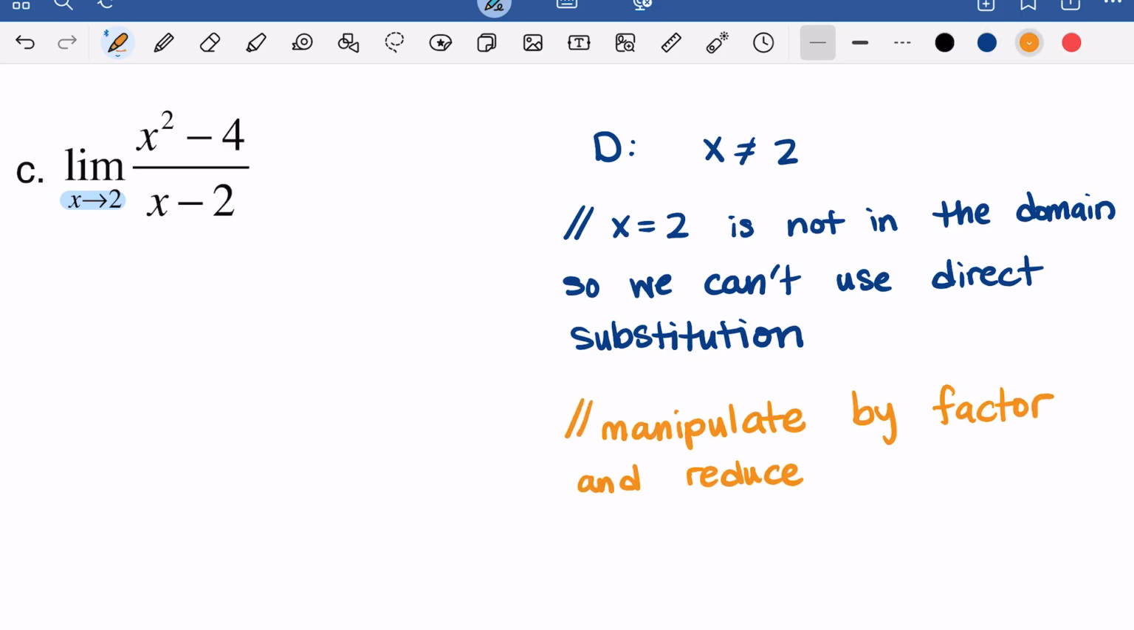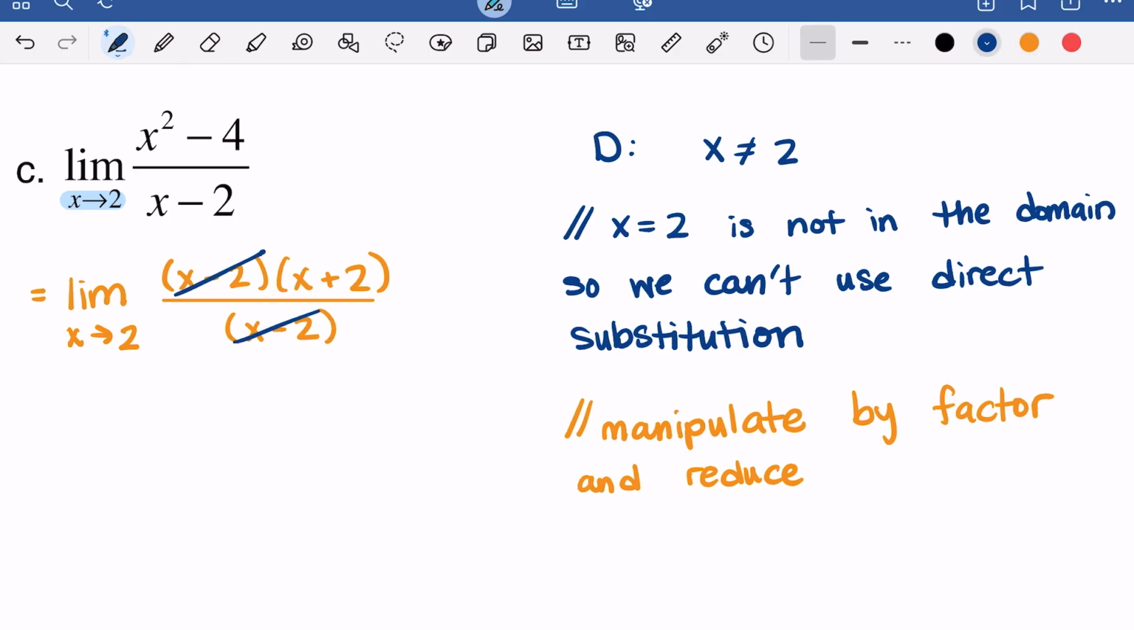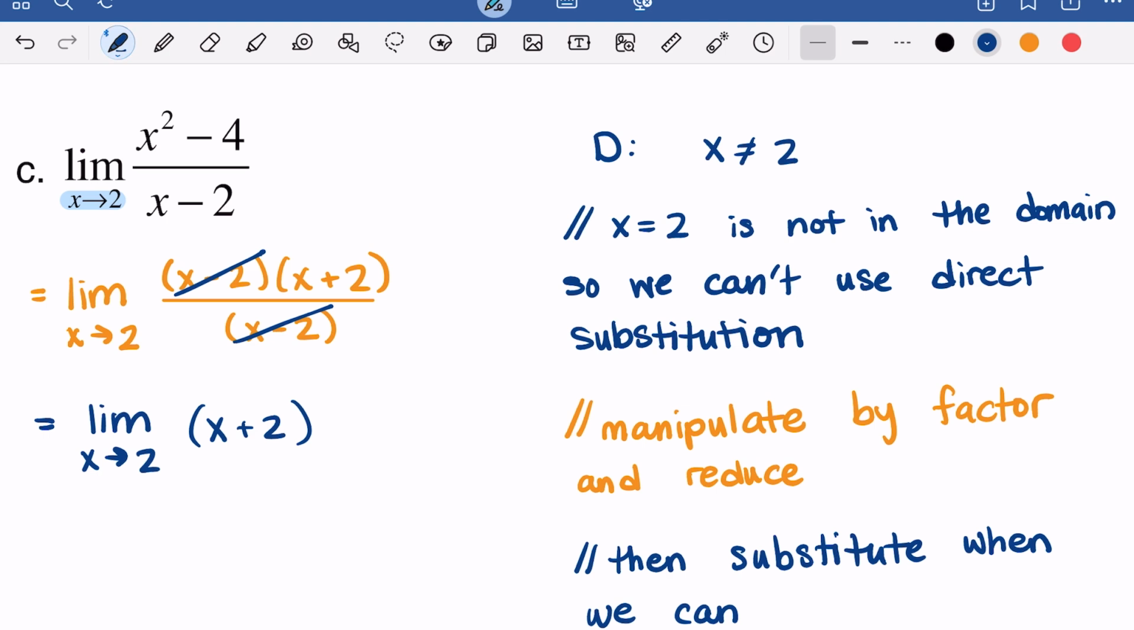So what we're going to do to evaluate this limit is we're going to manipulate it and factor and reduce the rational to see if we can get something that we can substitute. So factoring the top, I get x minus 2 and x plus 2, and the denominator is x minus 2. Now, if I look at that, the x minus 2's reduce. Now I have something that I can directly substitute. So now we're going to substitute 2 into the limit and get 2 plus 2, which equals 4.